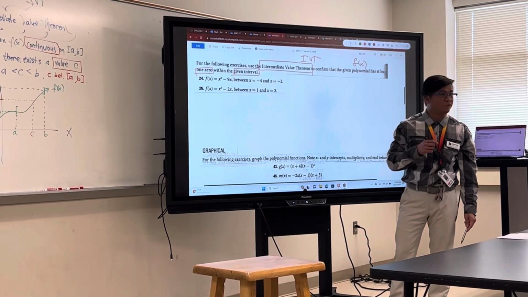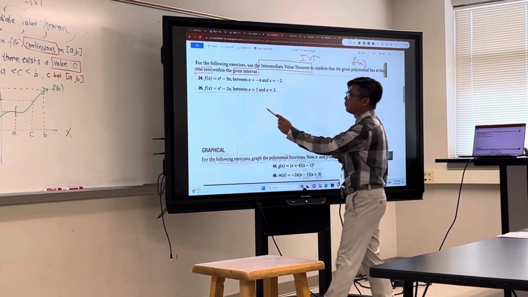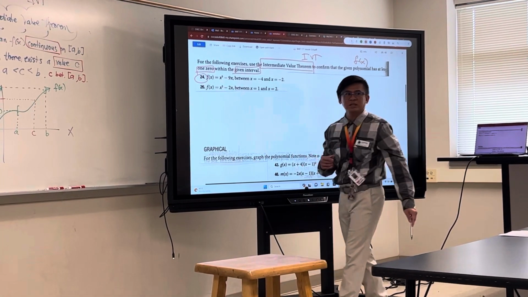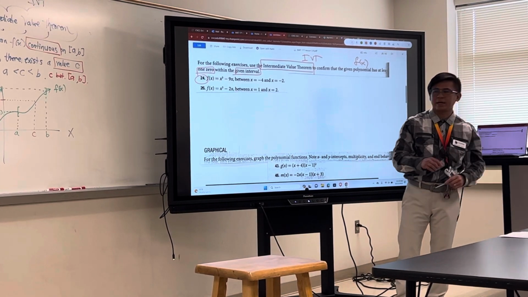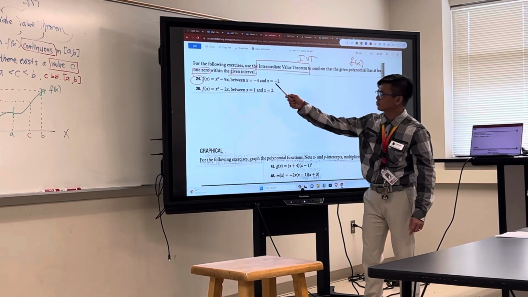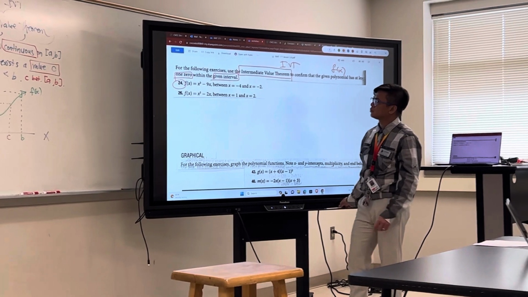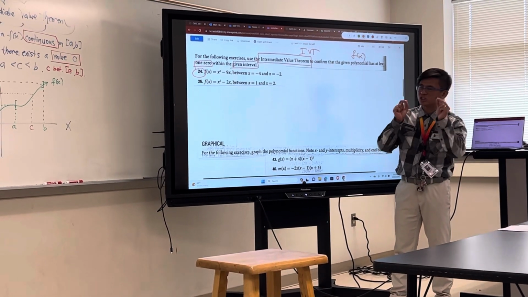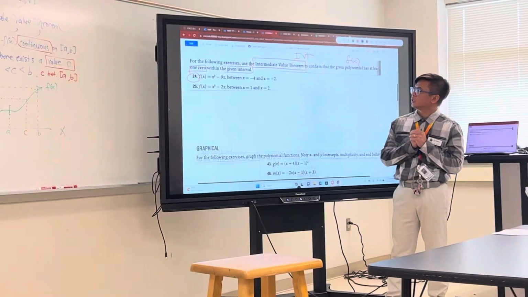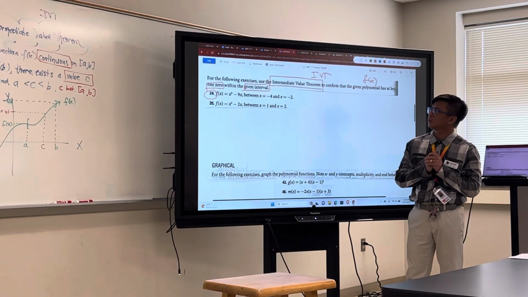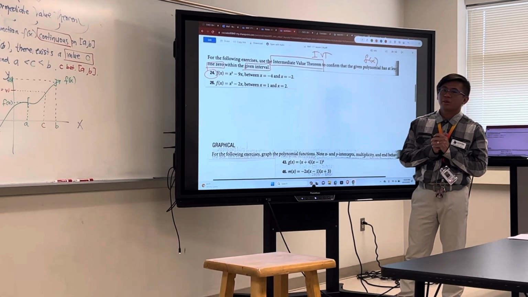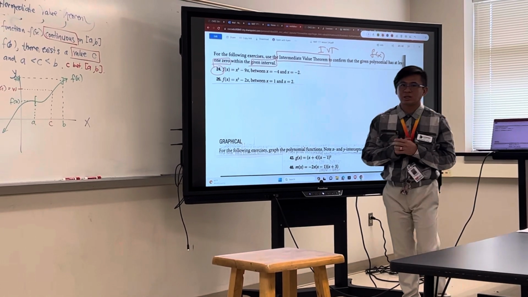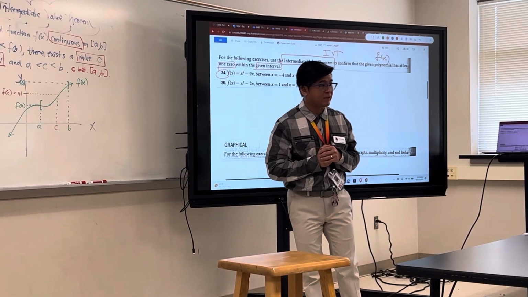Number 24. Let's read number 24 in here. Edward, let's read number 24. f of x is equal to x cubed minus 9x between x equal negative 4 and x equal negative 2. So negative 4 and negative 2 are the two x values given, okay?